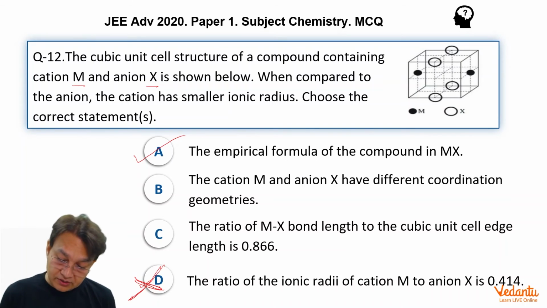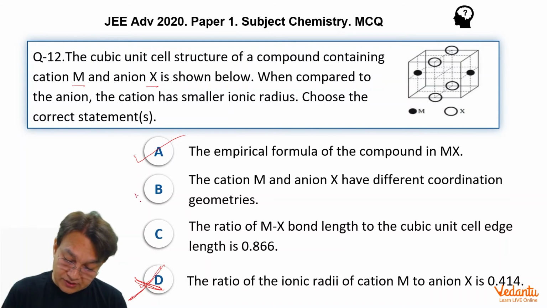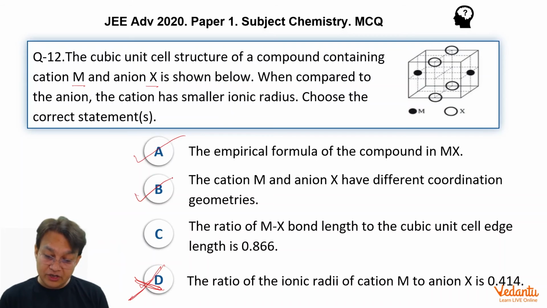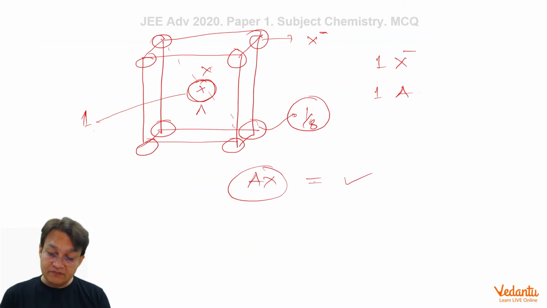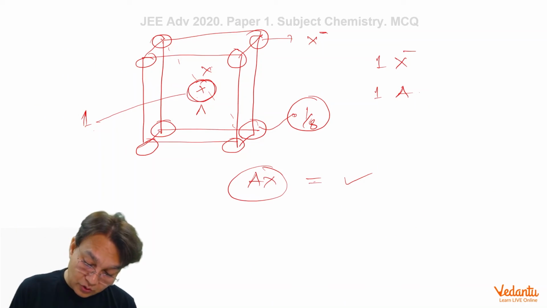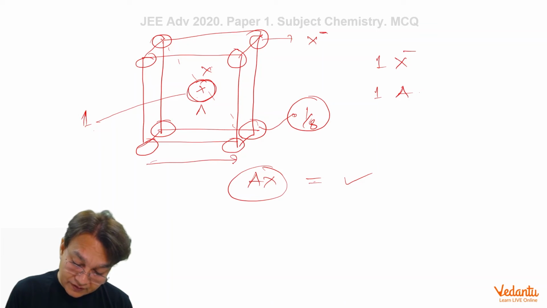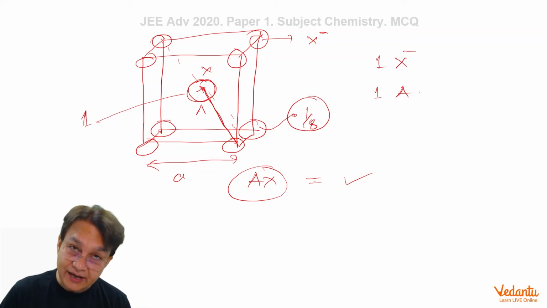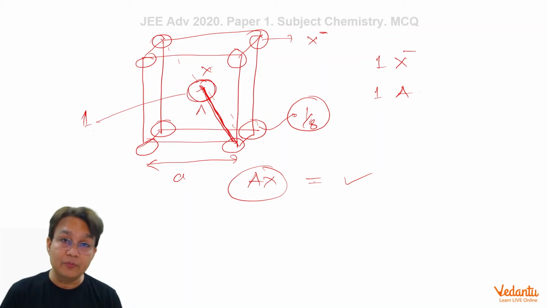So the third option is the ratio of MX. The second option is the cation M and anion X have different coordination geometries. Not possible, so this also is an incorrect option. D option is also an incorrect option. Now C option, the ratio of MX bond length to the cubic unit cell. So from this we can get, here we are talking about this length, which is A, and we are talking about this length, which is half of the body diagonal.